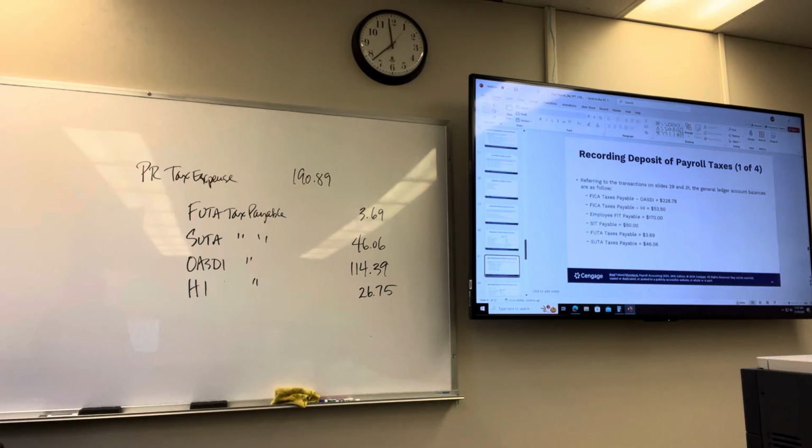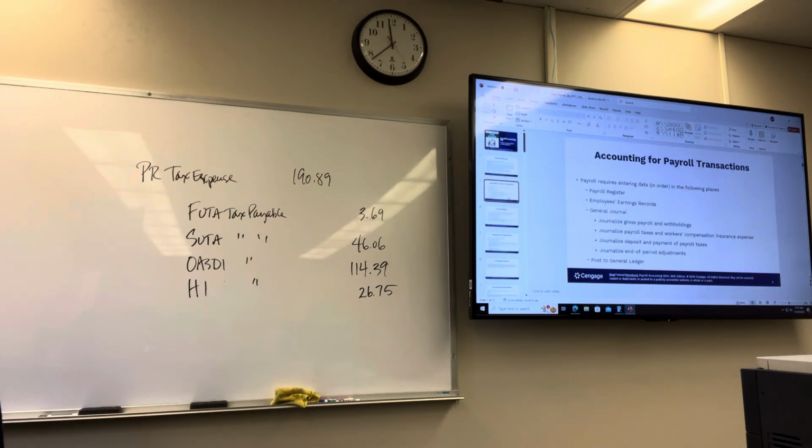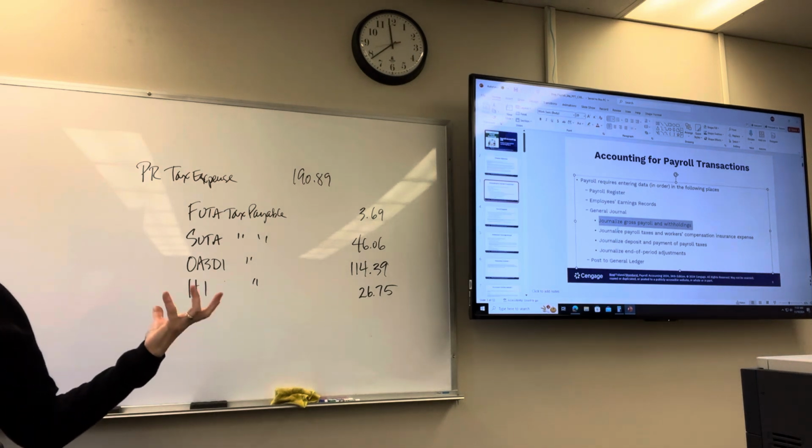All right. So what happens when we make a journal entry? I just want to go back to the beginning here so we can remind ourselves. This is the first step: journalizing the payroll and withholdings, creating that journal entry. It gets transferred over to the general journal, so all of the entries are then recorded in the general journal. So this is what they would look like in the general journal.